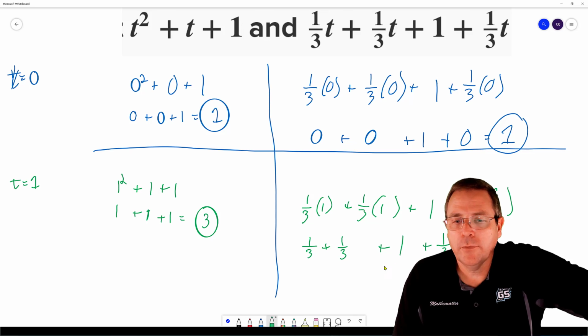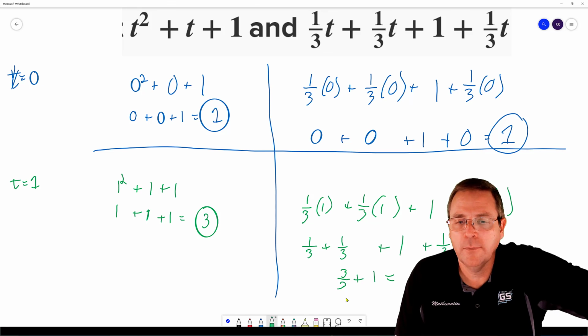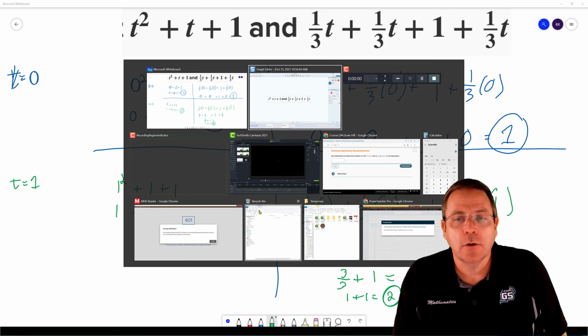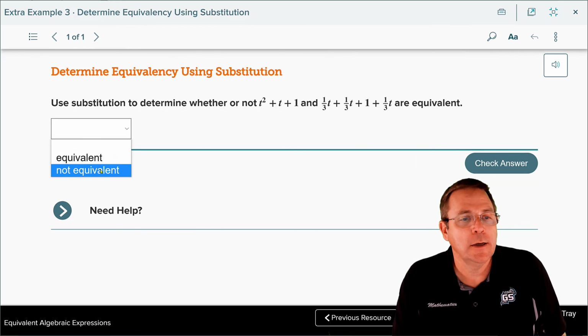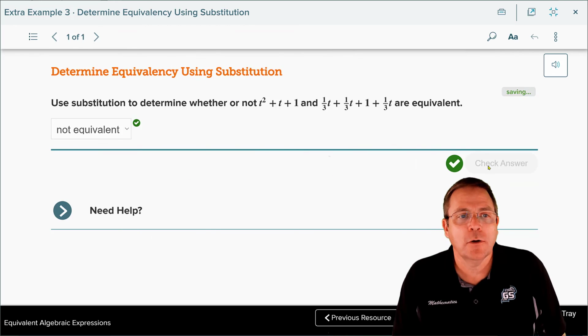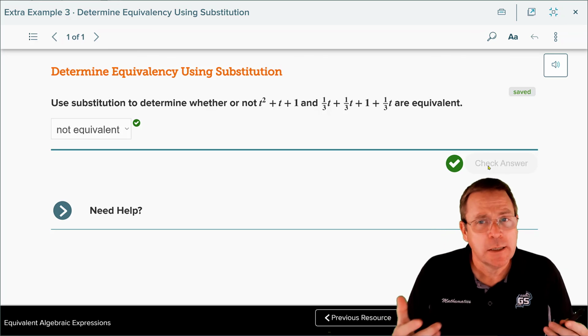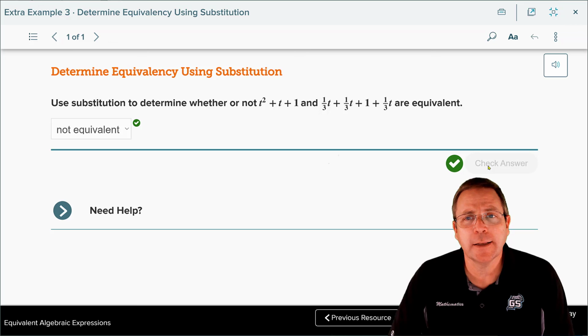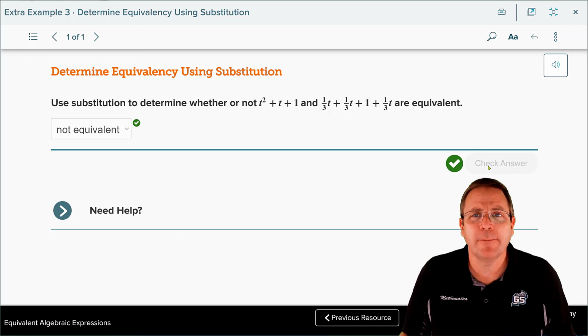Now these three 1/3s add up together to become 3/3 plus 1, and 3/3 is of course the same thing as saying 1, plus 1, which is 2. 2 is not the same as 3, and that means that we get to go back over here and say that it is not equivalent. Check our answer. The answer checks. It's a bit harder or scarier looking with fractions, but if you're using simple numbers like 0 and 1, it really is not that bad.